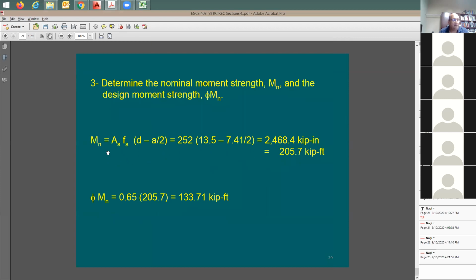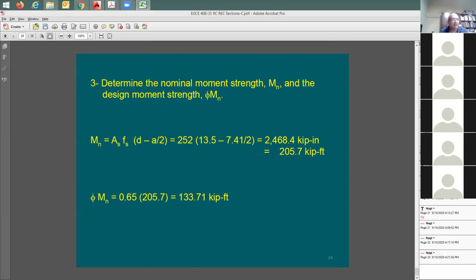Here is phi Mn first. As times Fy, times d minus a over 2. Here's the flexural capacity, 205.7, let's say about 206, multiplied by 0.65 is going to be 133.